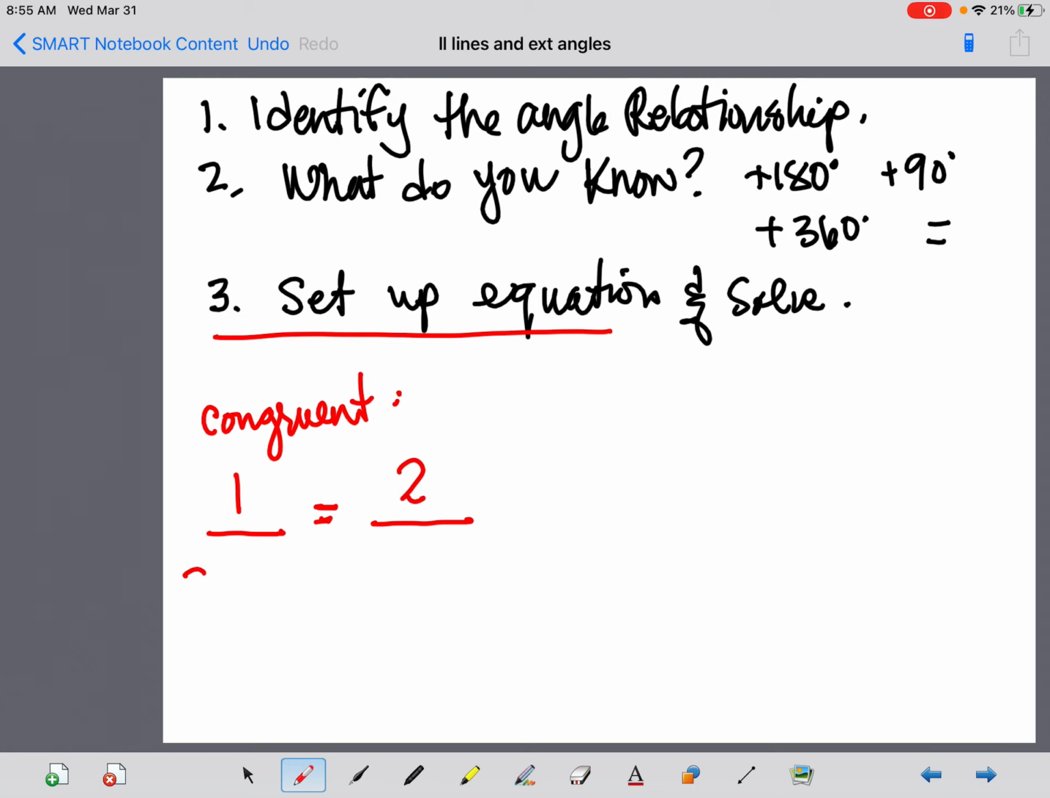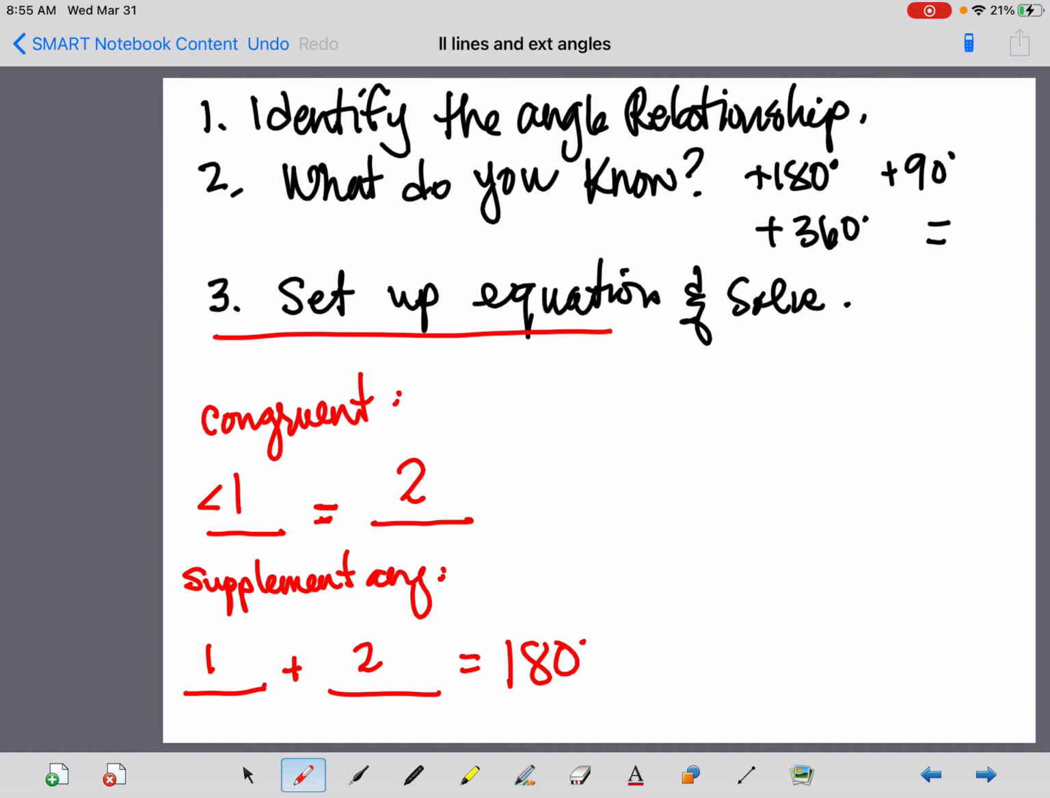I could also have a supplementary relationship. Angle plus angle is equal to 180. So whatever angle 1 plus angle 2 is equal to 180. And I'm going to fill in the blanks here with whatever information about that angle is given. And you'll see in a minute how I use this. I'm going to split screen and then we'll set up and solve some equations.